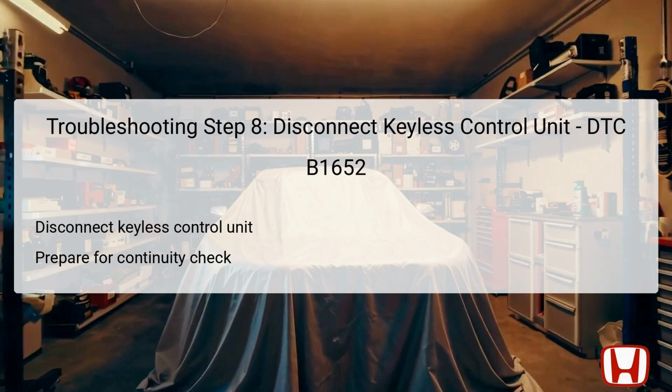Once the 32P connector is removed, the technician can validate wiring integrity by checking continuity between the appropriate terminals and the LF antenna 8P connector. This testing step is crucial in diagnosing whether wiring faults exist that could lead to DTC B1652 and whether components in the circuit are operational.